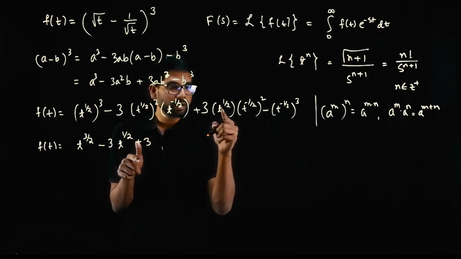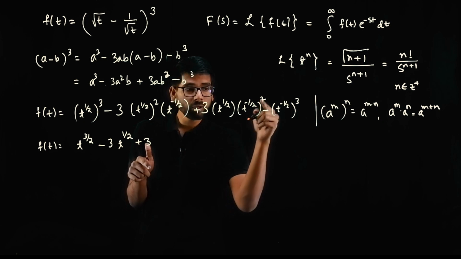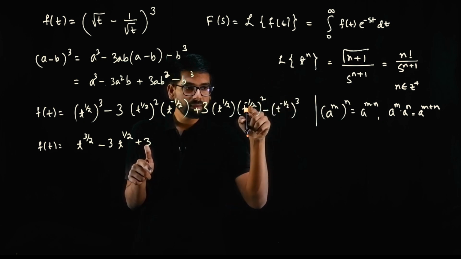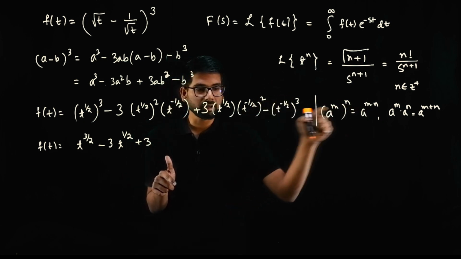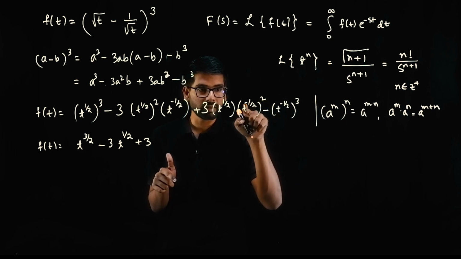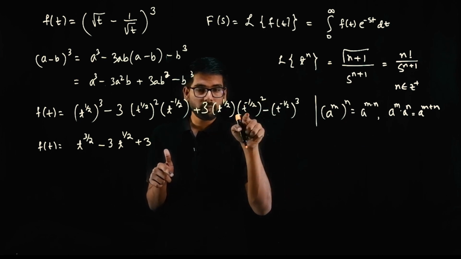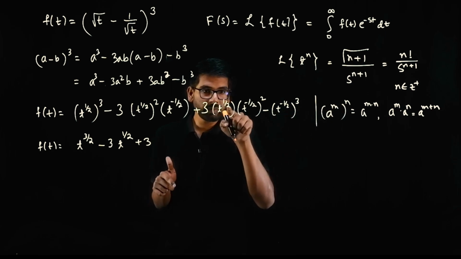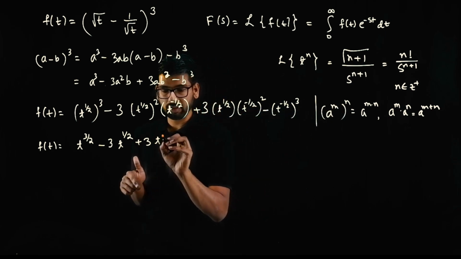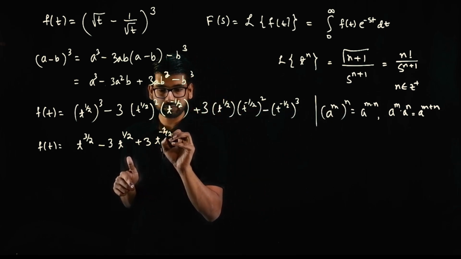Plus 3 t power 1 by 2, t power minus 1 by 2 into 2. Power of power is multiplication. So 1 by 2 into 2 is 1, so minus 1. And if the bases are same, powers get added. So it is 1 by 2 minus 1, which is t power minus 1 by 2.